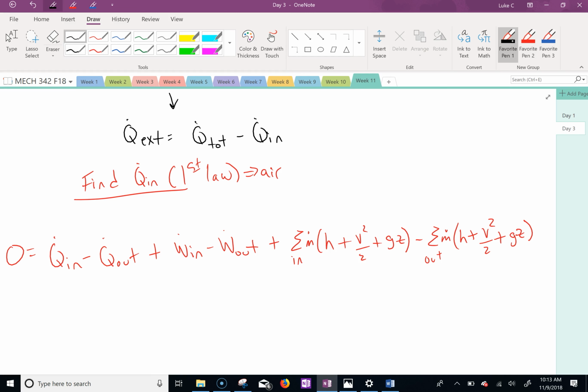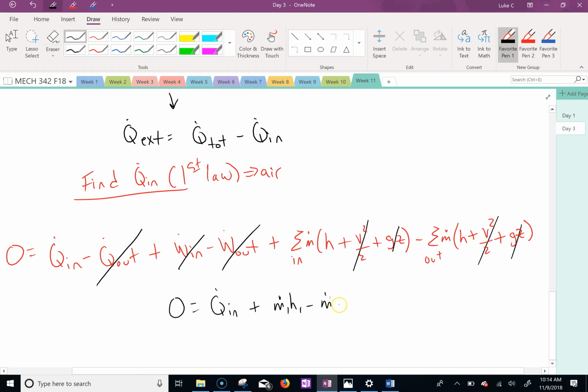So we're only looking at the air inside that duct. What did we assume? It's just Q coming in, so there's no Q out of the air. There's no work or power at all. Velocity is the same since it's the same diameter duct, and the elevations, if we pick the center line, are gone. So we end up with 0 equals Q dot in plus m dot 1 h1 minus m dot 2 h2.